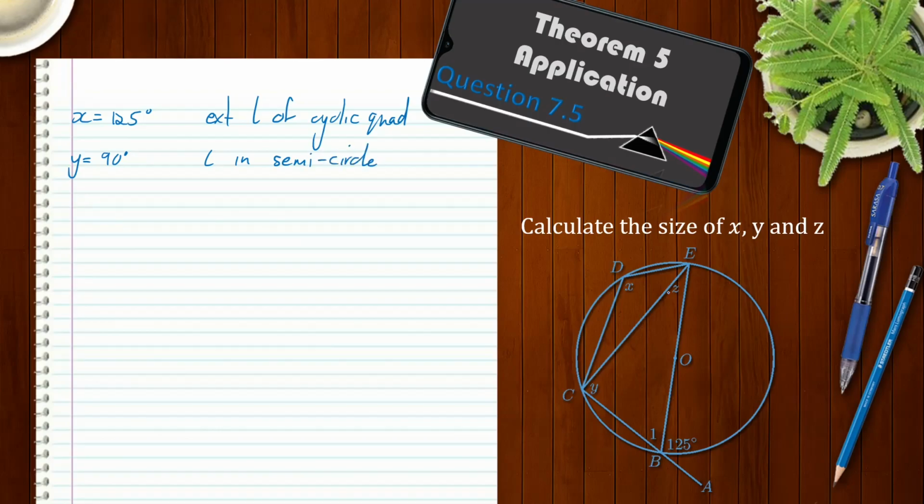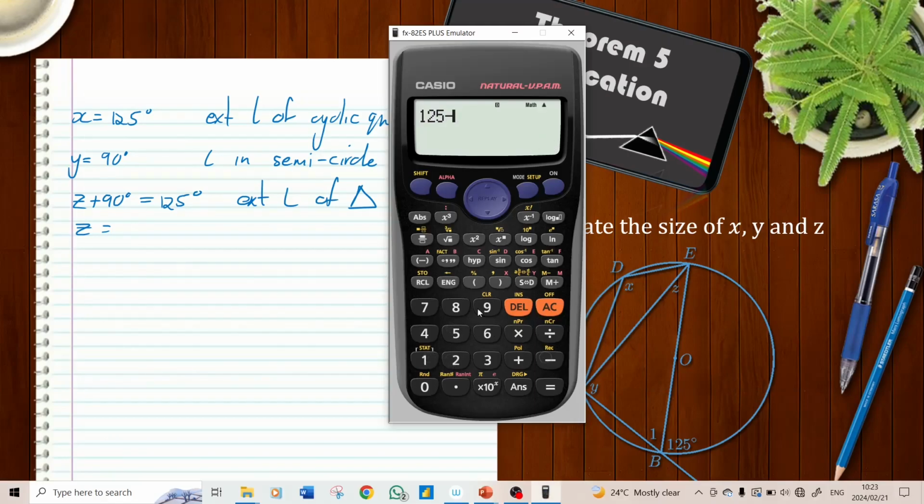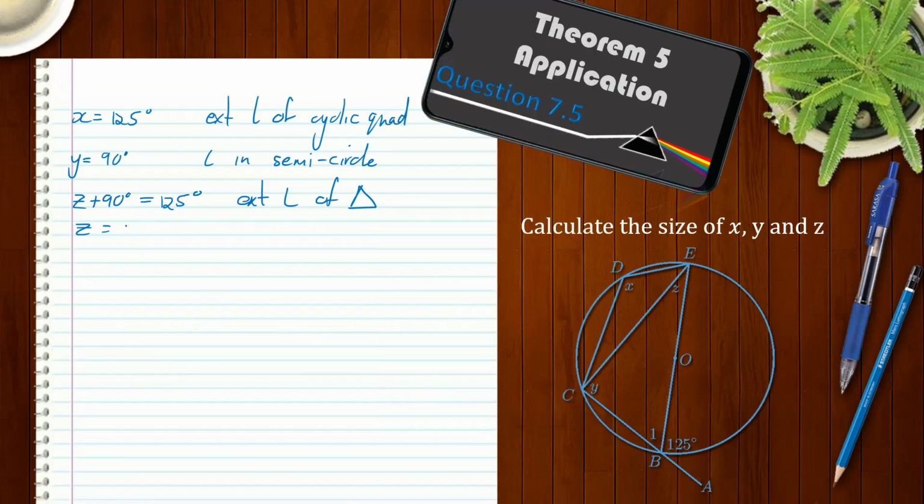Okay, and then to find z, we can see that triangle ECB has an exterior angle, and with triangles, the exterior angle of a triangle equals the sum of the two opposite interior angles. So we can say that z plus 90 degrees is equal to 125 degrees, exterior angle of triangle. Then z must be equal to 125 minus 90, and that gives us 35 degrees.